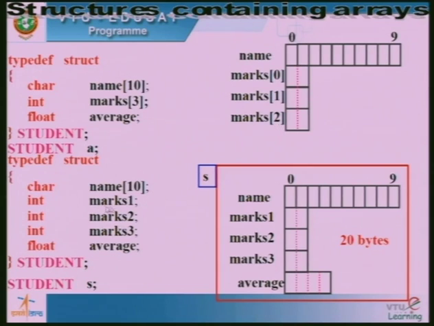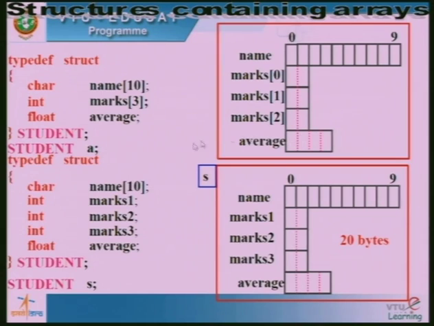So, here if you have marks 1, marks 2, marks 3, marks 4, and so on up to marks 10, here what you have to write? Marks of 10. In that case, we have marks of 0, marks of 1, marks of 2, and so on up to marks of 9. And finally, what we have here? The average field, which is of type float. So, 4 bytes will be allocated for the field average. All these can be accessed using the common name a.